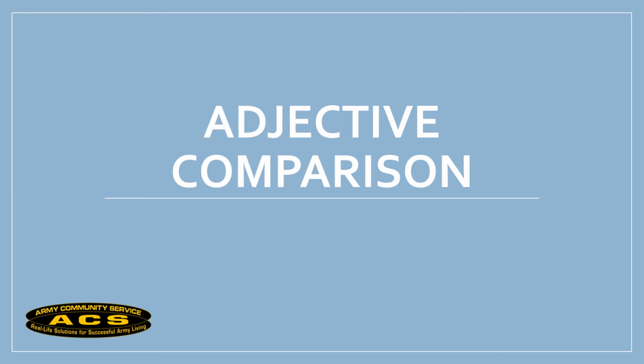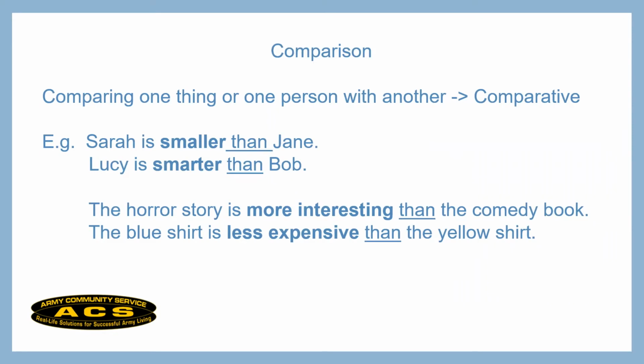Sometimes you might want to compare two or more people or things with each other, and you will use adjective comparison to do that. So what exactly does that mean? To compare things means that you're looking at similarities and or dissimilarities of people or certain things. And when you're comparing one thing or one person with another, then you're using the comparative form of an adjective.